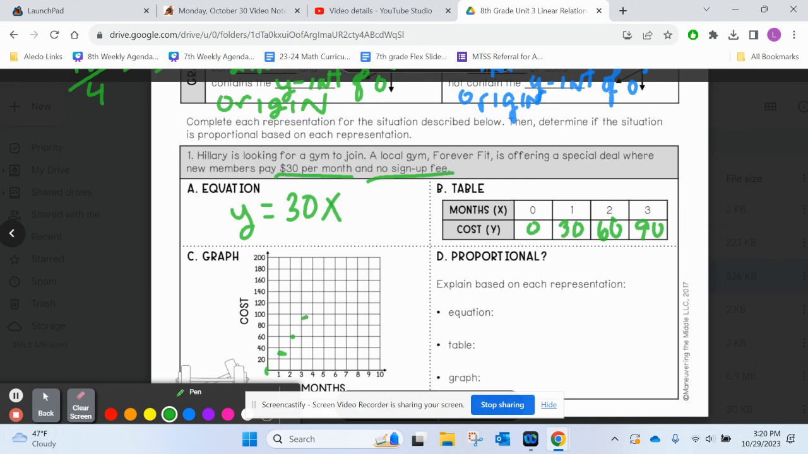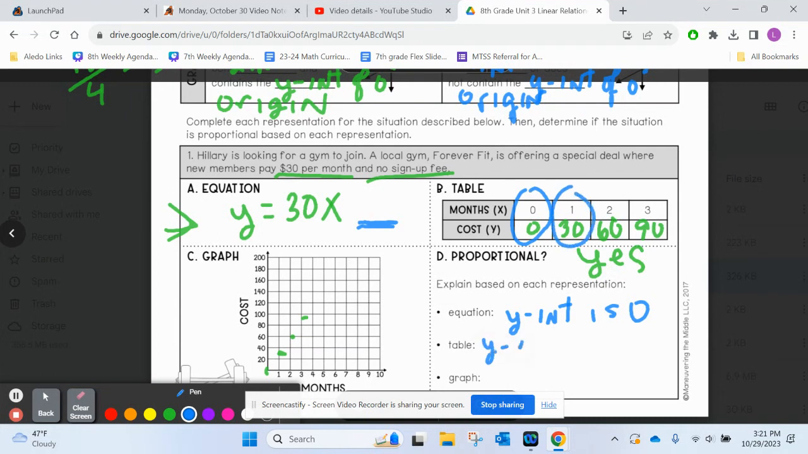So, is this proportional? And I hope that you said yes. You noticed immediately that it was a yes, but let's talk about why. In our equation, we know this is proportional because the y-intercept is 0, right? There's no extra amount being added or subtracted, and so therefore it is proportional.